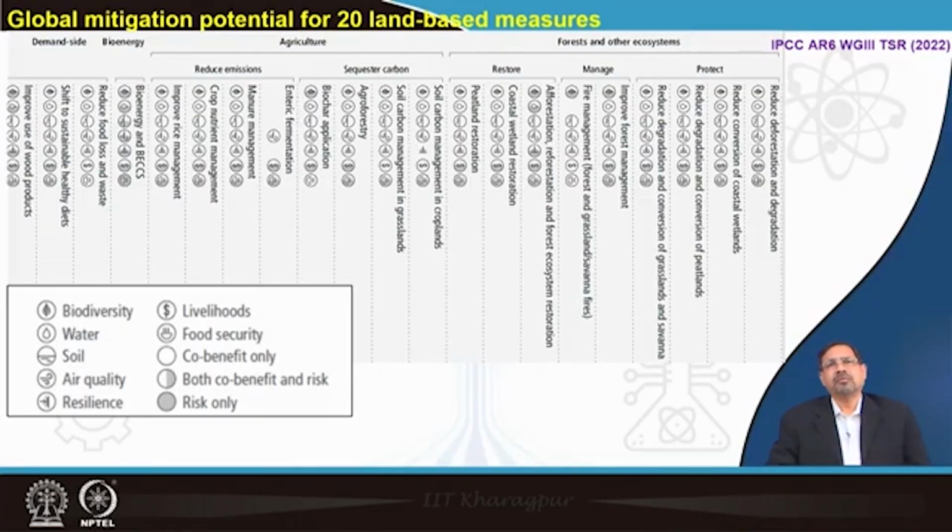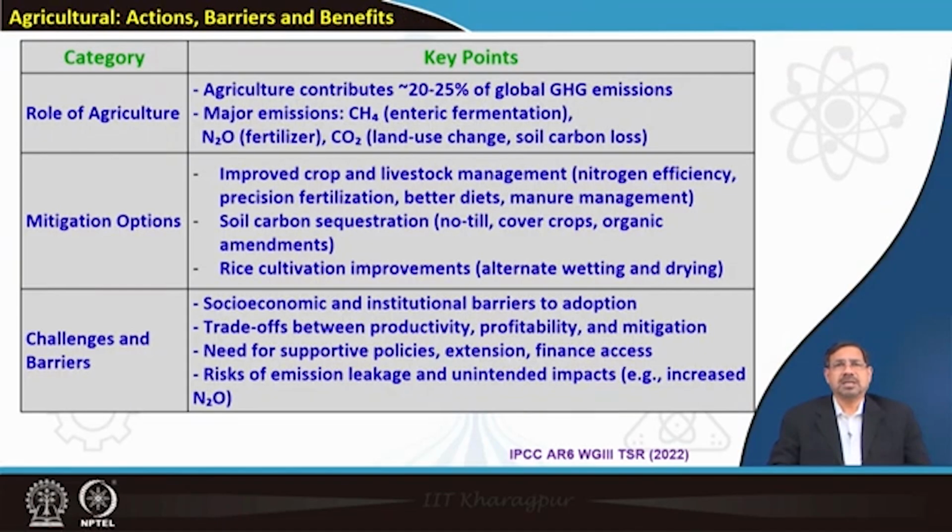Similarly, for the forest and other ecosystems, we have the restoration, management and protection activities as listed. So, the actions, barriers and benefits, role of agriculture, mitigation options, and the barriers and challenges have been mentioned here. As far as the role of agriculture, it accounts for 20 to 25% of global greenhouse gas emissions, major emissions such as methane, which we covered.